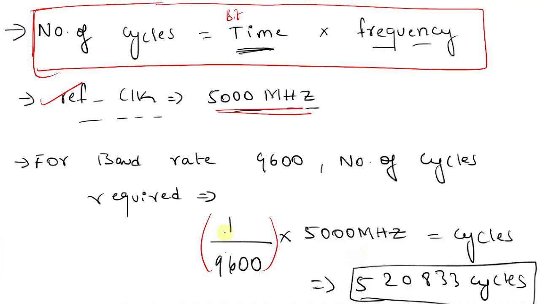So that means 1 by 9600 into my frequency. What is my reference clock frequency? 5000 megahertz. So if you calculate, you are getting 20,833 clock cycles. These many cycles you will get. So these many cycles you need to generate for making this 9600 baud. Is it fine? Do you understand? Any doubts or queries till now?